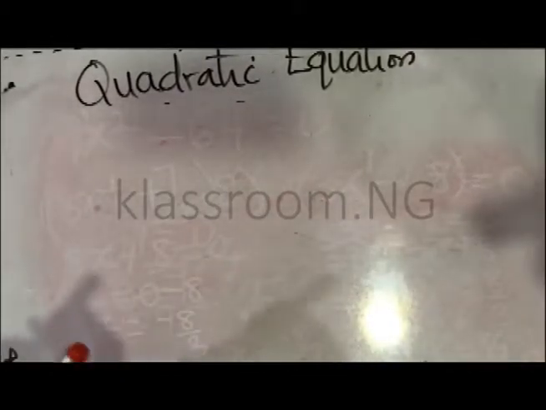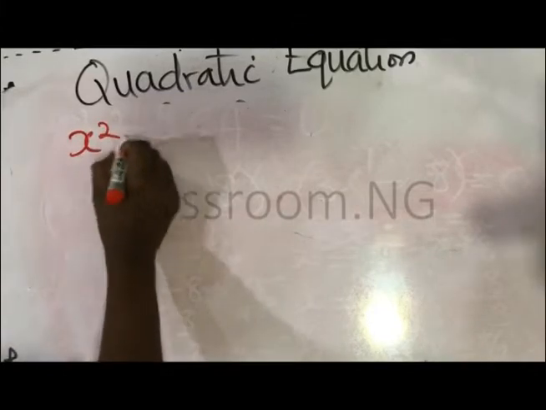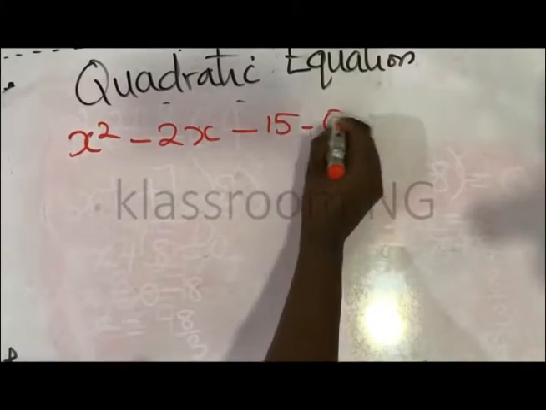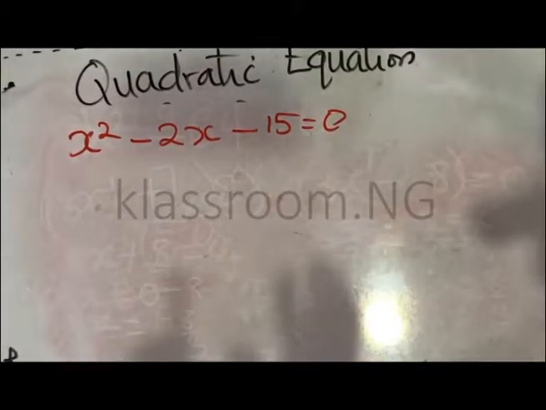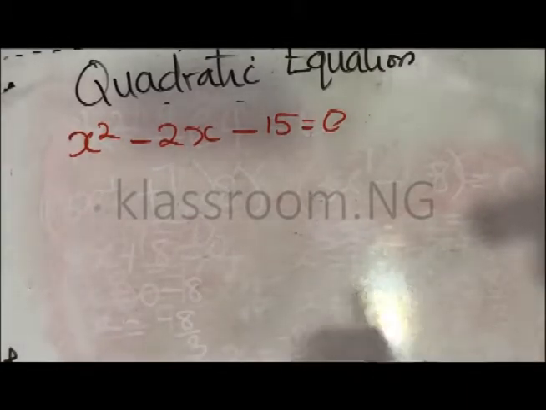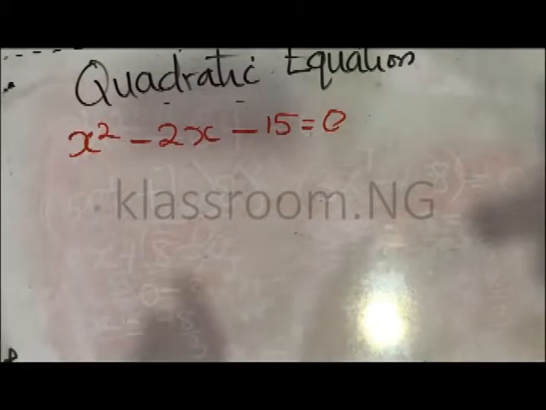So we're going to have x squared minus 2x minus 15 equals 0. I'm sure you're wondering that this one looks very technical, but it's very simple. So now let's look at the question. We have 2 and 15. 2 is not a perfect square. 15 is also not a perfect square. Why? Because we don't have one number that you can multiply by itself to give you 2. And you also don't have one number that you can multiply by itself to give you 15.